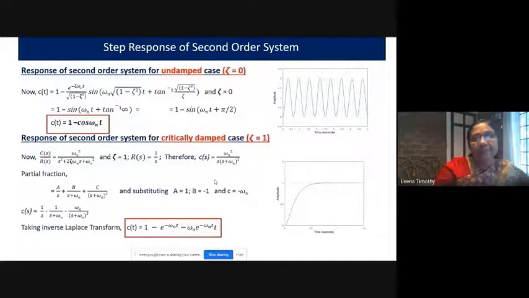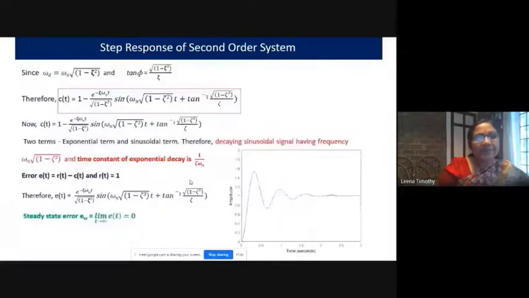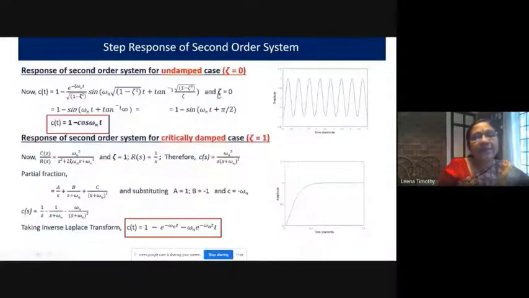So for the underdamped case, the expression is this. For the undamped case, you have to put theta equal to 0 in the output expression. And for critically damped, from the starting, C of s by R of s is equal to omega n square divided by s square plus 2 theta omega n s plus omega n square. Here put theta equal to 1, then take partial fractions, take the inverse, and you will get the answer.